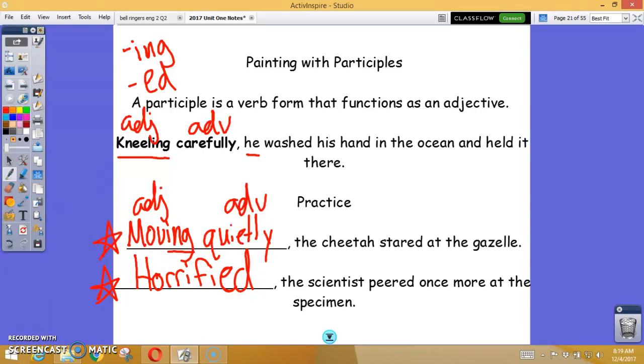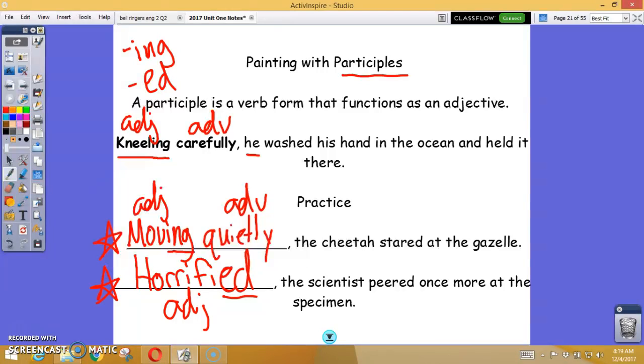Horrified, the scientist peered once more at the specimen. So that lets us know he or she, they're looking at something pretty bad. This person's looking at something frightening. But the point is, when we put this participle in here, this time with an ed on the end, we've got something much more interesting here.